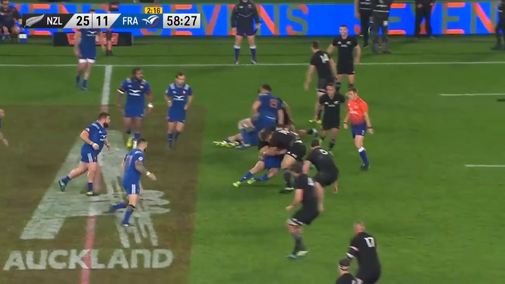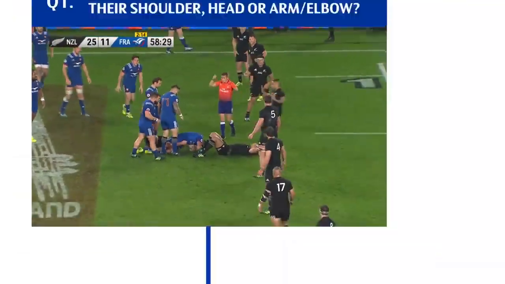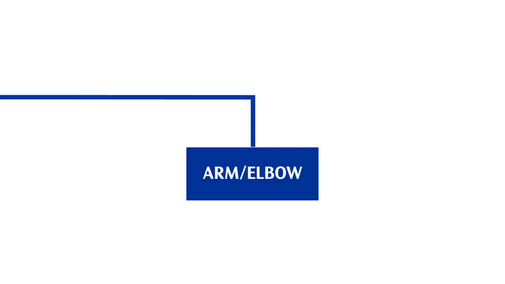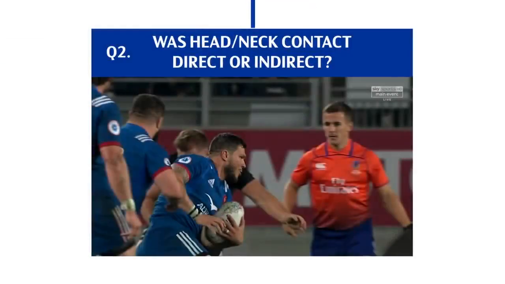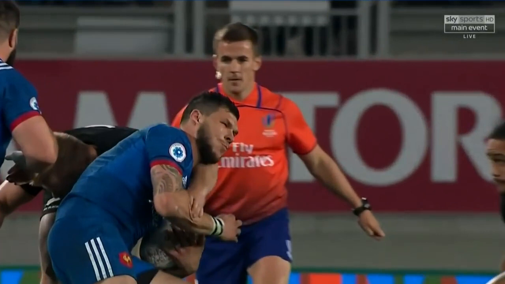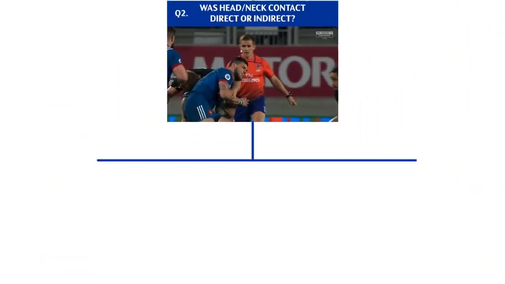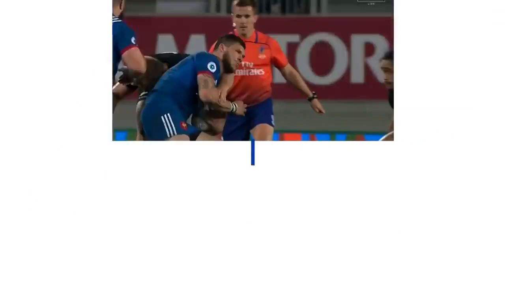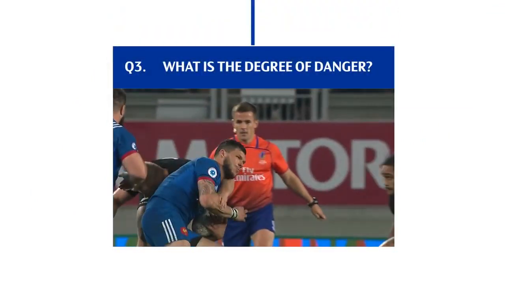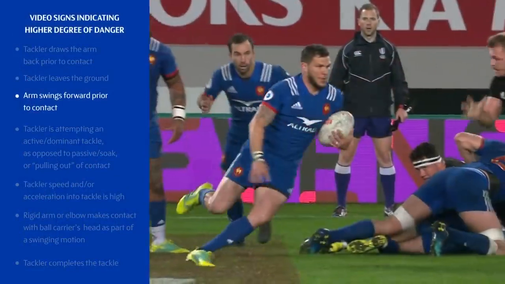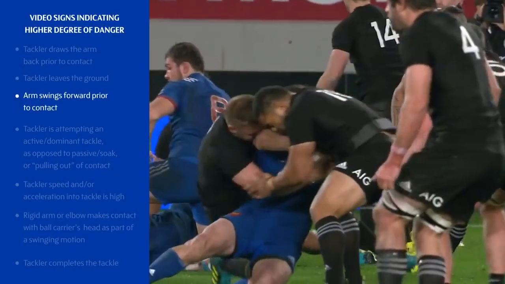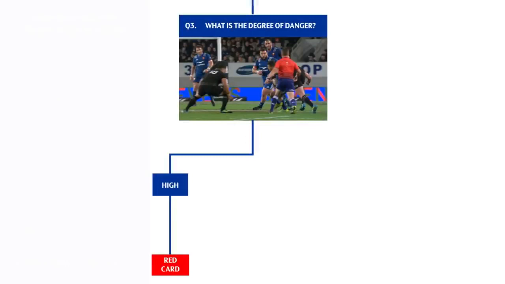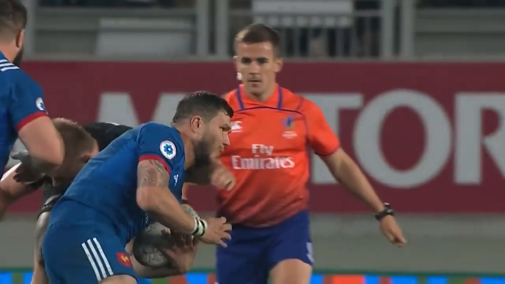For the high tackle, the first question is which part of the tackler makes contact with the head of the ball carrier. In this case, it's the tackler's arm. The next question is whether the head contact is direct or indirect. Here we clearly see the contact from the arm to the head is direct. The officials next evaluate the degree of danger. Here the danger level is high because the tackler's arm is moving forward prior to the contact, and the tackler completes the tackle. As a result of the direct arm to the head with high danger, the initial decision would be a red card.